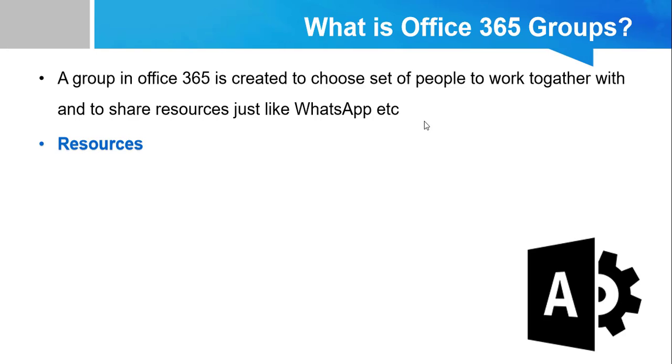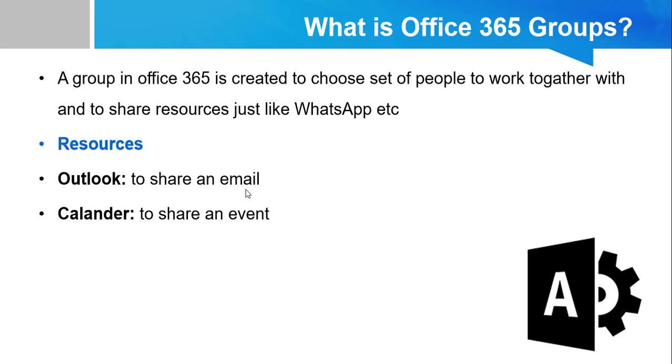Let's see what resources we can share in Office 365. We can share Outlook to share email. We can also share a calendar to share an event. We can also share a document library to share any file. So we can share email, events, and any file in an Office 365 group.